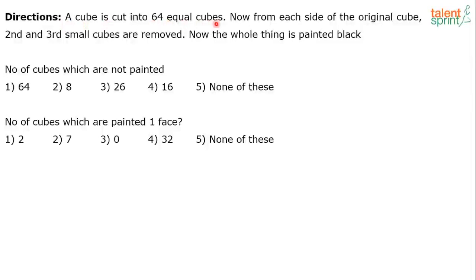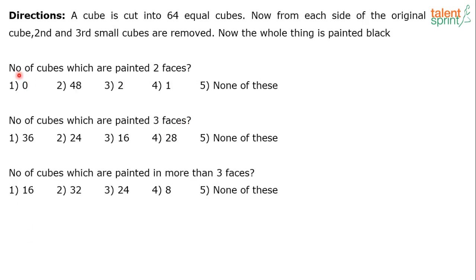A cube is cut into 64 equal cubes. Now from each side of the original cube, second and third small cubes are removed. Now the whole thing is painted black. Then he says number of cubes which are not painted, number of cubes which are painted in one face.